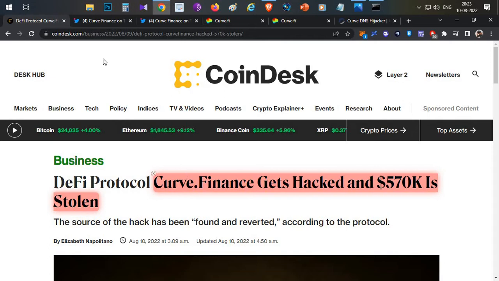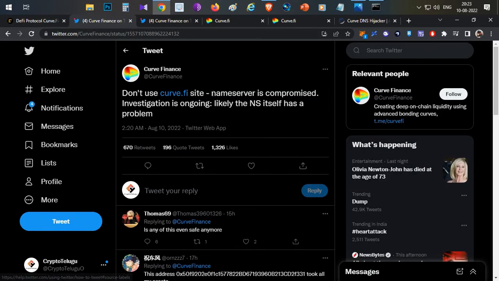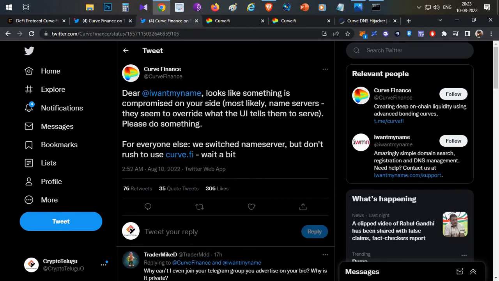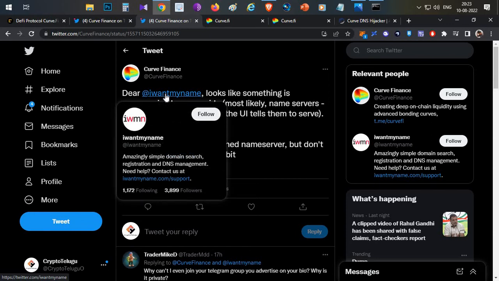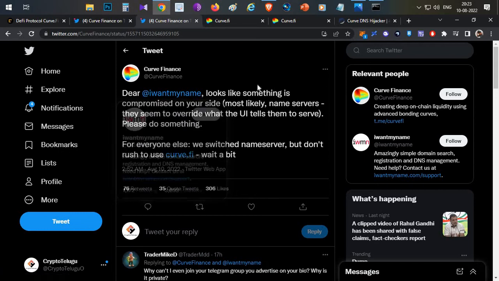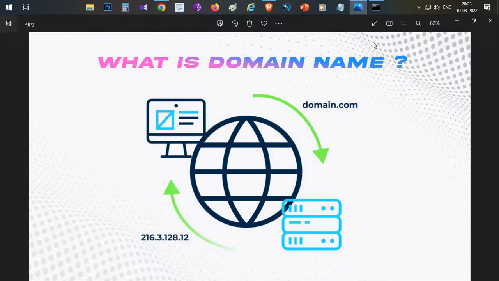So what exactly has happened? As per the Curve.finance official tweet, it was an issue with the name server, and they clearly pointed out that they are using a DNS service from a DNS service provider, and their system had some issue. Now before going into that, I'll explain how exactly a domain works.